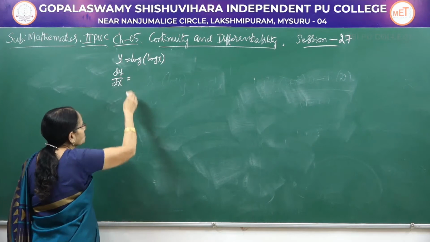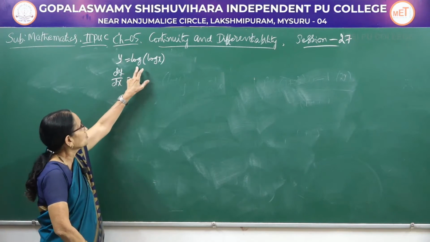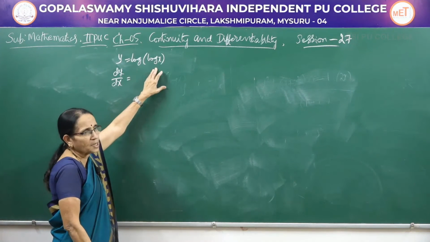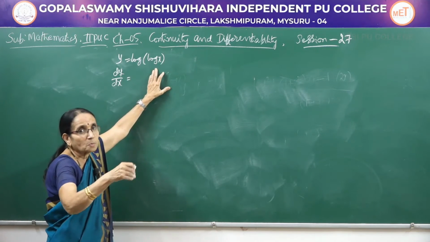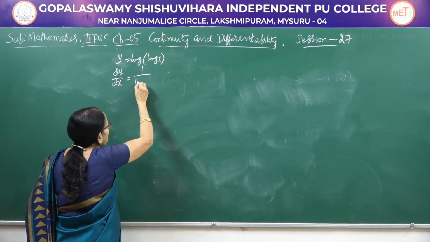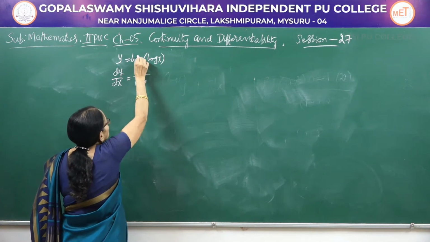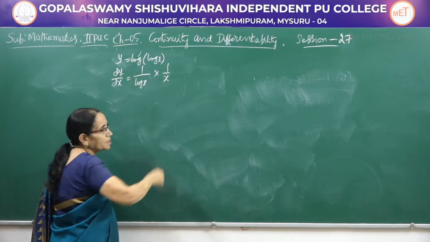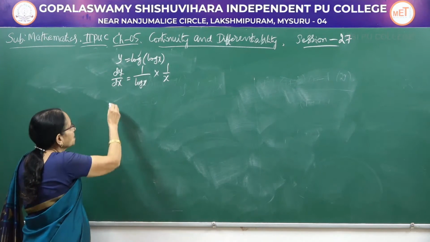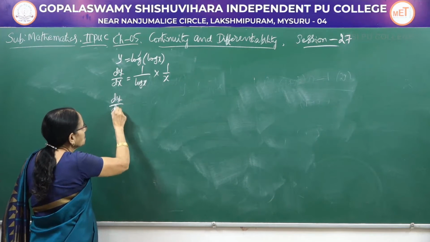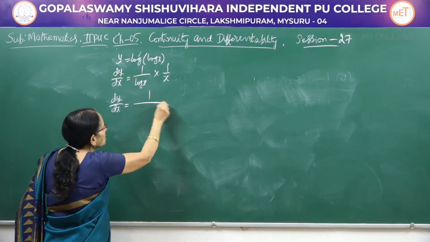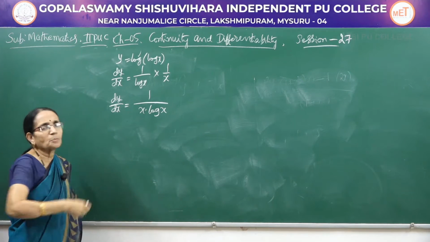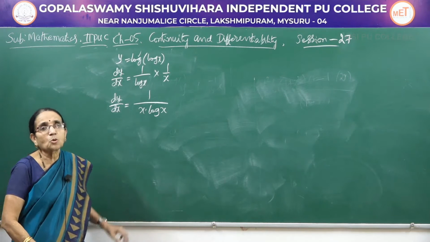dy by dx. Now first, see this is one function, this is another function. First I will take the first function. Log of anything, what's the formula? 1 by that one. It is 1 by log x. So this is over. Now for log x it is 1 by x. So it is 1 by x log x. Let me write it again. dy by dx equal to 1 by x into log x. Just like the previous problem. That's why I have taken them together.